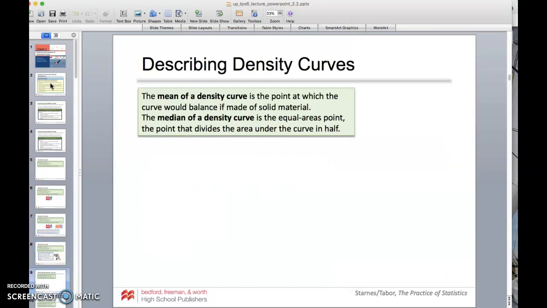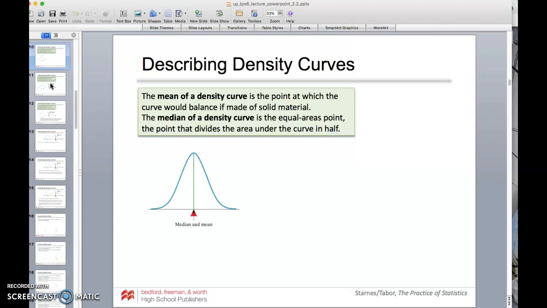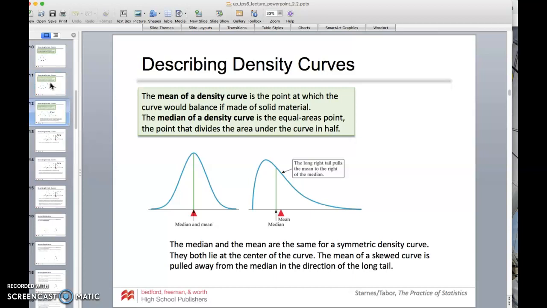Now, the mean of the density curve is the point at which it would balance, okay? And the median divides the curve in half into equal areas. Now, again, if it's skewed, remember that the mean gets pulled towards the skewness. So we'll see some graphs looking like that, okay?